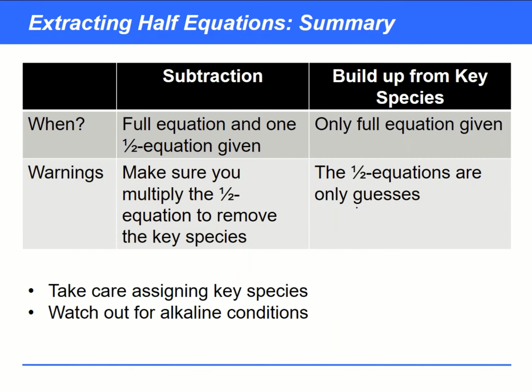Second method is building up from the key species. If you've got the full equation given, you're doing really a bit of guesswork, and that's as good as you can do. Now in both cases, take care when you're assigning key species, so be clear on how you're going to do your oxidation numbers, and secondly, watch out for alkaline conditions and make sure you don't have any H+ ions floating around if it is alkaline.